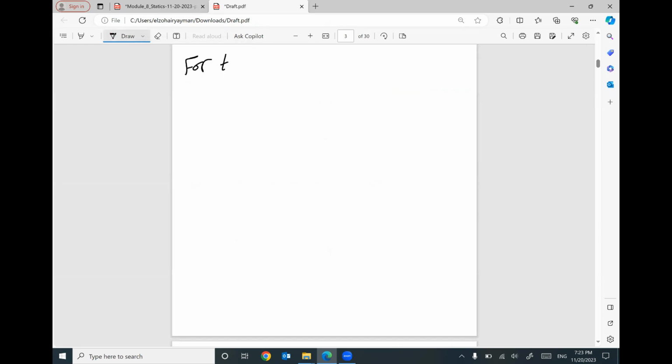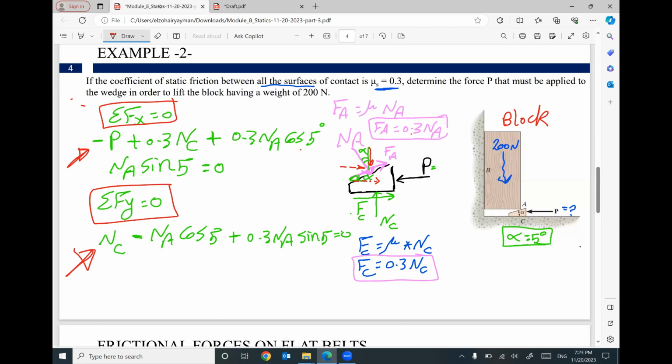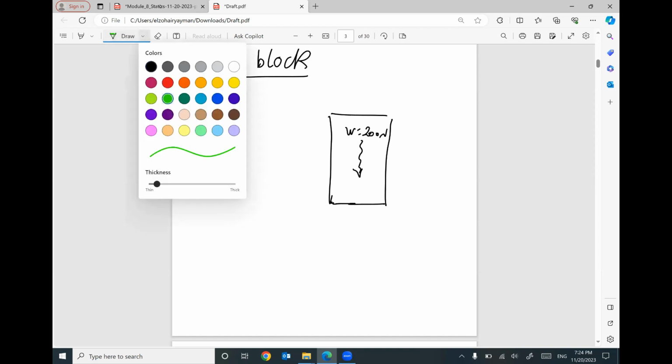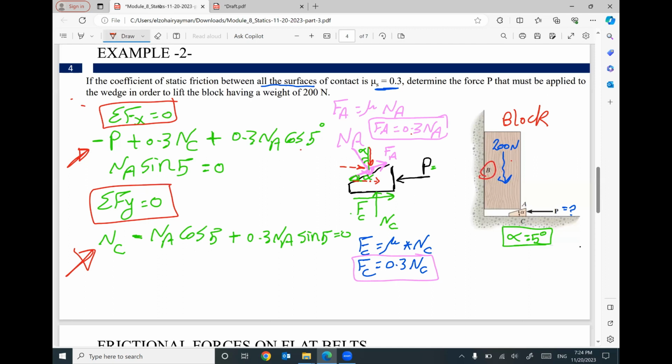For the block. Here is your block. Keep in your mind, first of all, this block has a weight equal to 100 Newton, I think. 200 Newton. This block, under the effect of the wedge, which is moving to the left direction, will be lifted up. So the direction of the movement for this block will be up. So I expect friction down. This friction will be called FB.